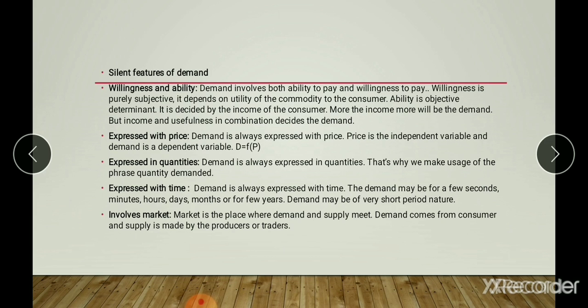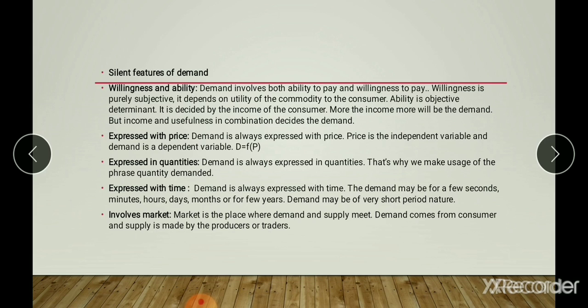Salient features of demand. Let us discuss the salient features of demand. There are many salient features. One is willingness and ability. Demand involves both the ability to pay and the willingness to pay, right? Willingness is purely subjective. It depends on the utility of the commodity to the consumer. Ability is the objective factor. Willingness is the subjective factor, as well as ability is an objective factor.